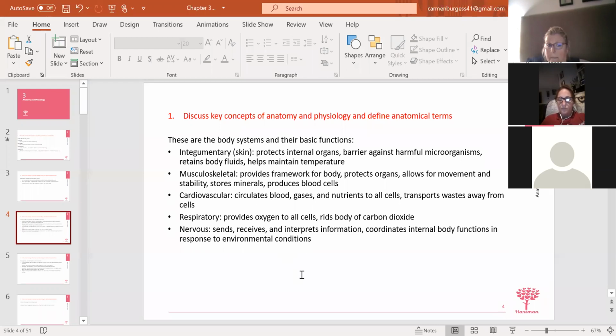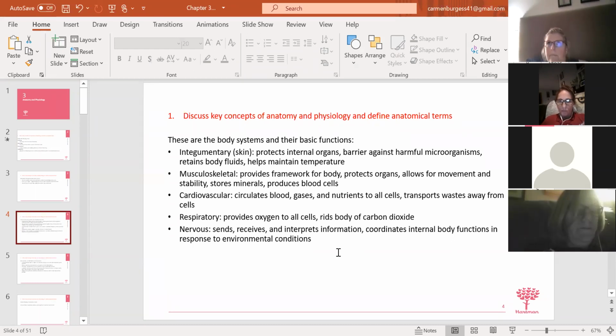Yeah. Okay. Then your nervous system, that's a big one. What you need to know about that is what it does. It sends and receives information from outside the body and inside, right? So it interprets information or stimuli.